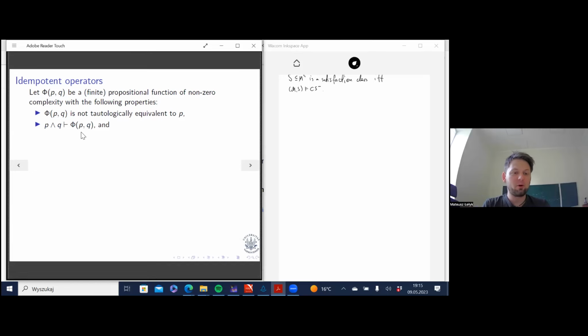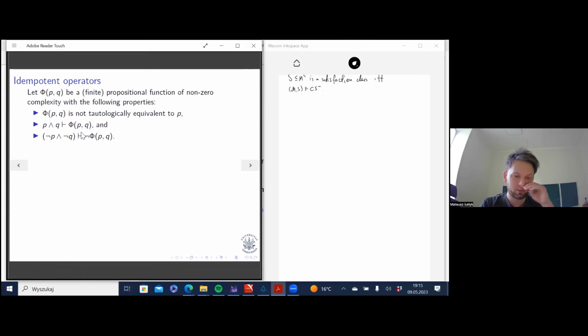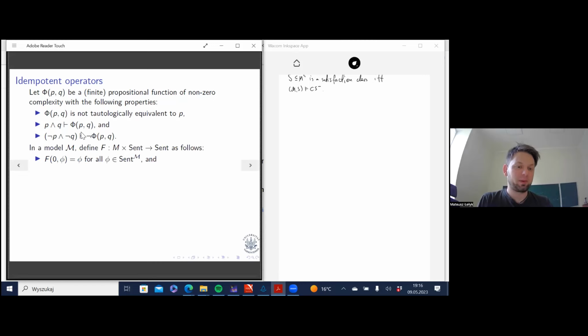Secondly, if both P and Q are true, then so is phi of P Q. And if both P and Q are false, then so is phi of P Q. Let me stress once again that this phi of P Q is a truly finite propositional function. I assume also that it is of non-zero complexity, so in particular this is not equal to Q simply. And here comes our propositional operation.